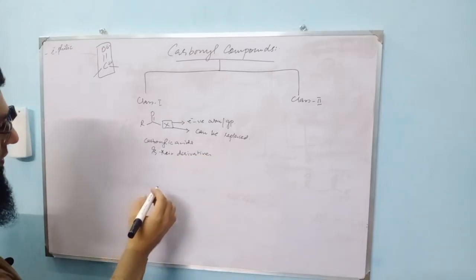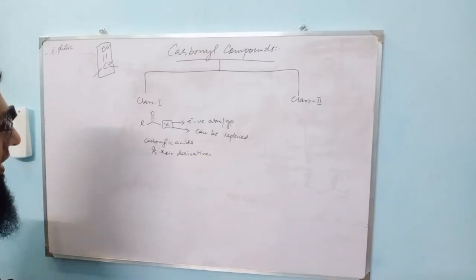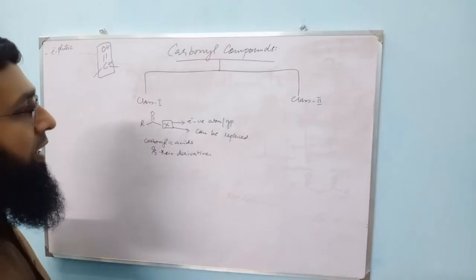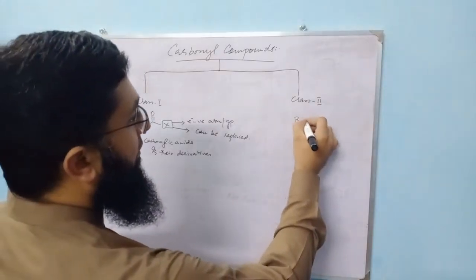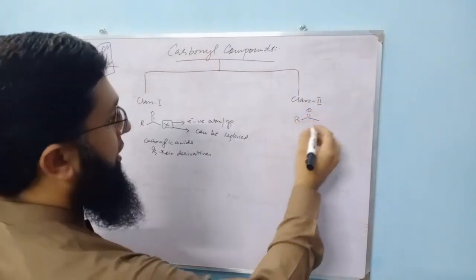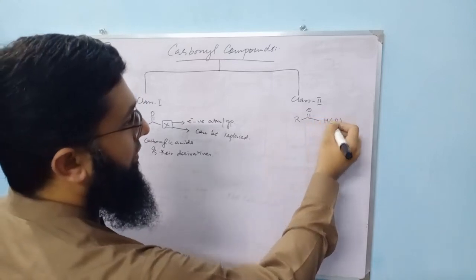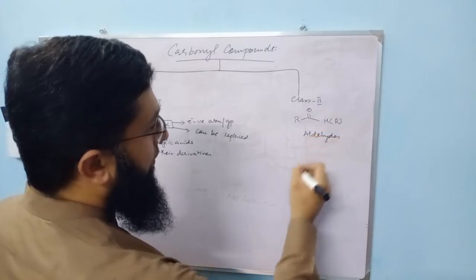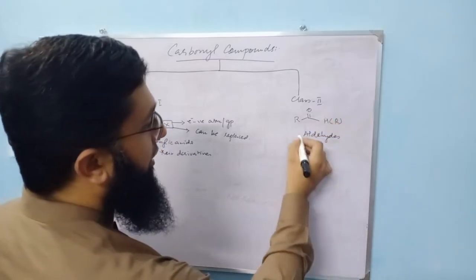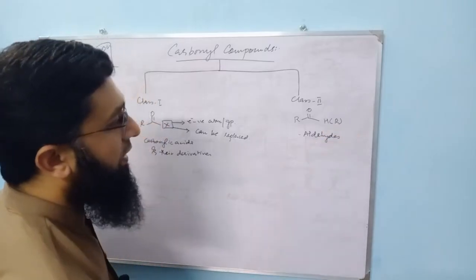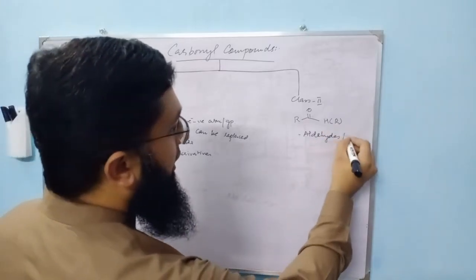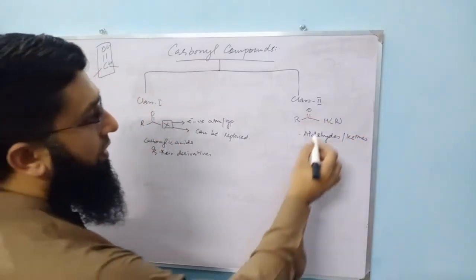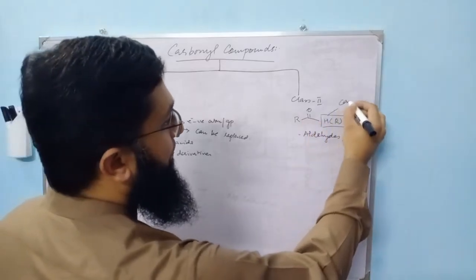And examples of these are acid halides, anhydrides, esters, carboxylic acid, carboxamides. And class 2 carbonyls, in this we have acyl group attached to hydrogen or carbon. So when we have hydrogen here, it would be aldehyde, and when we have carbon here, it would be ketone. So aldehydes or ketones are the examples of class 2 carbonyls, and in this case this group cannot be replaced.